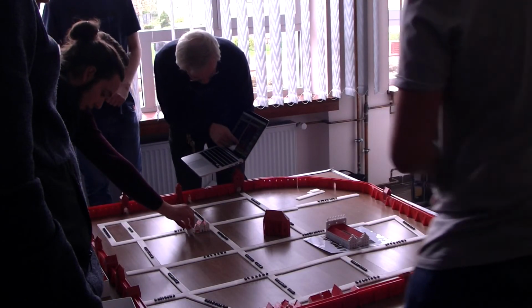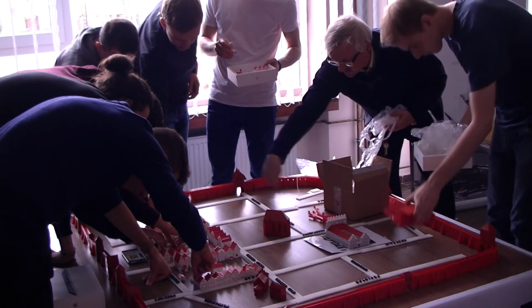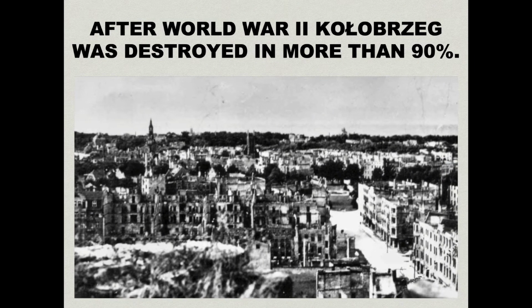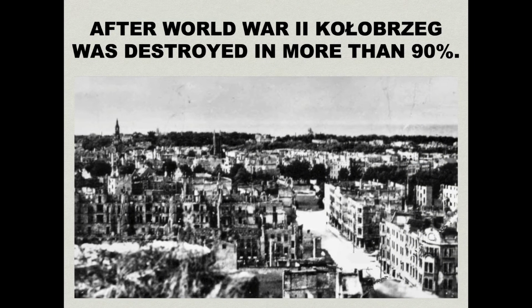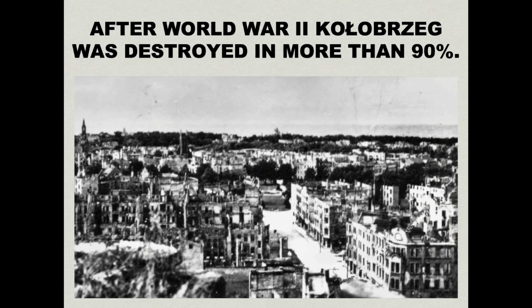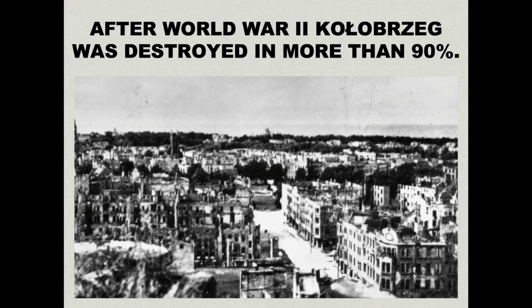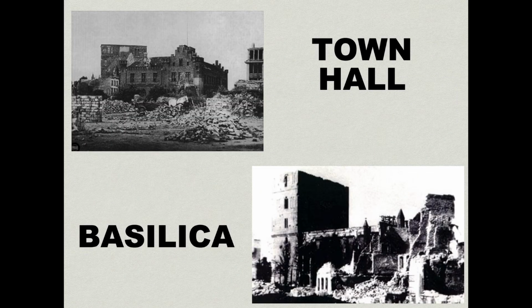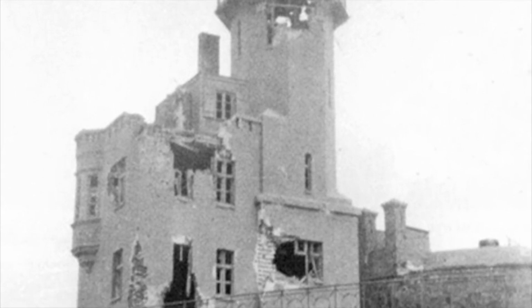The history of Kolobrzeg was our inspiration. Kolobrzeg was destroyed and rebuilt many times, and during the Second World War it was one of the most damaged cities in the world. As you can see, the town hall and the basilica were in poor condition, but they were rebuilt. Other buildings were not so lucky.